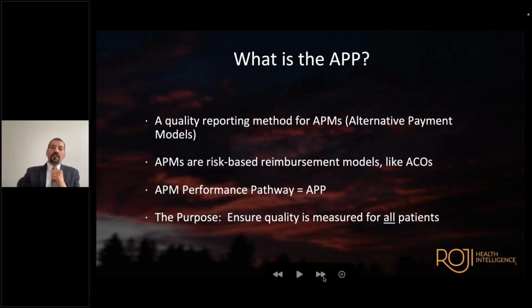All right, so let's get into the content here. What is the APP? Simplest terms, the APP is a quality reporting method for alternate payment models, which are APMs. APMs are any sort of risk-based reimbursement models, most notably like ACOs. And the APM performance pathway is the APP. So because that is CMS coming up with these, we have an abbreviation within an abbreviation. So APM performance pathway. The purpose of the APP is to ensure that quality is being measured for all patients.